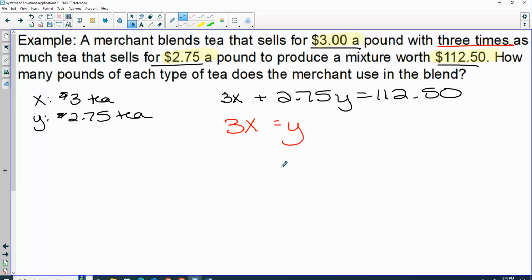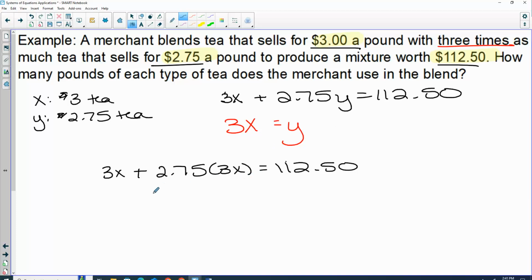What would be our best option for solving this? Yeah, you could do either. If you just multiply by a negative, it's set up for elimination. But I'm just going to go ahead and replace my y with my 3x. I think neither way is going to be too bad.